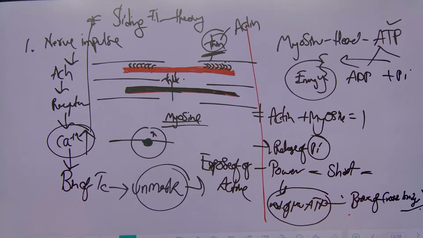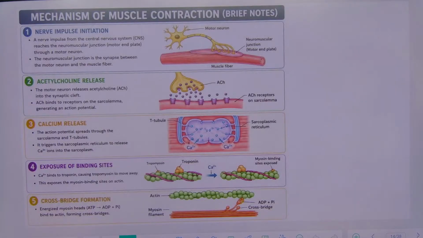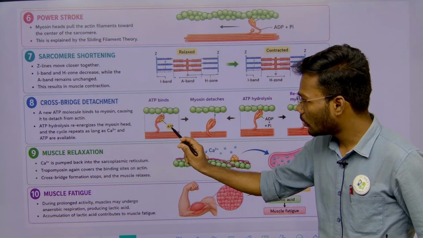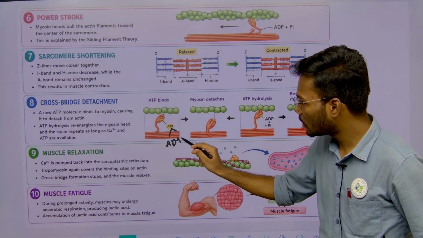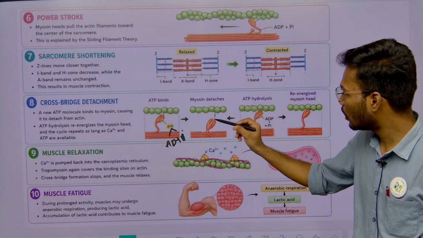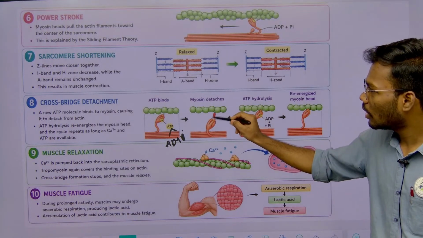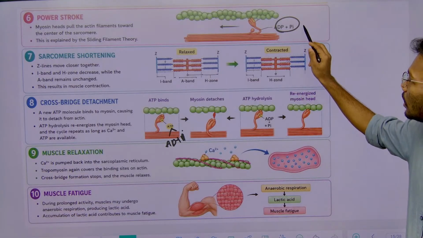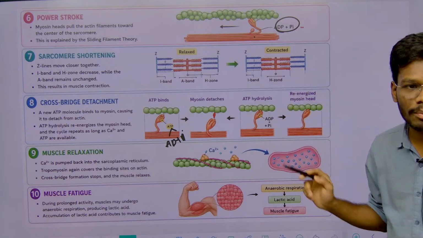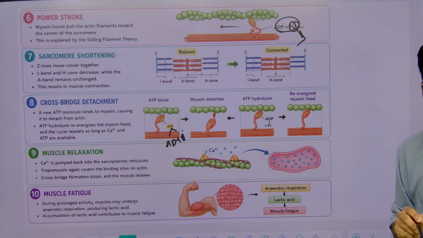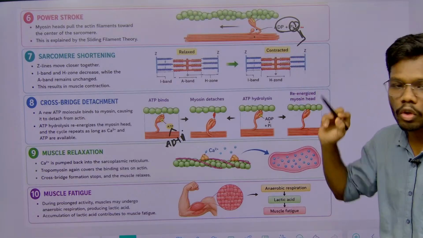Understand, right? Now we'll solve two questions. This was the exact picture diagram. See, ATP is there. ATP was hydrolyzed into ADP plus phosphate, and with the release of energy, actin and myosin bind together, here with ADP plus phosphate. Then the inorganic phosphate will be released, and then the power stroke will happen.